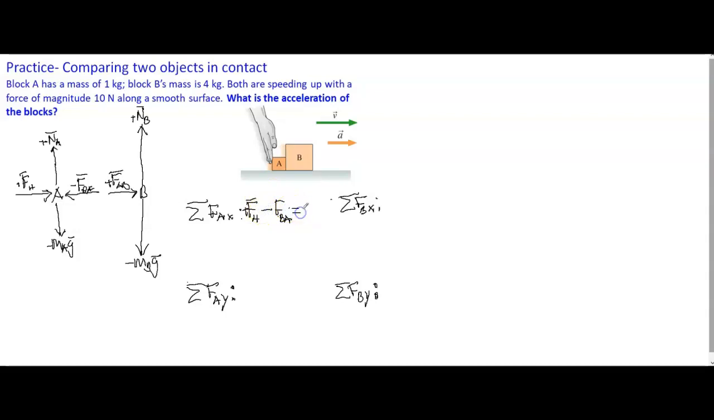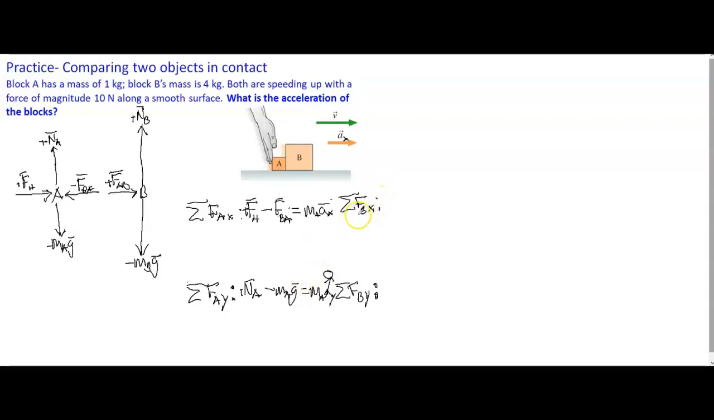And that's equal to block A's mass times the acceleration in the x direction. And that's an x direction acceleration. All right. In the y direction, block A has a normal force pointed up and mass times gravity pointed down. And that's equal to block A's mass times the acceleration in the y direction, but that is 0.